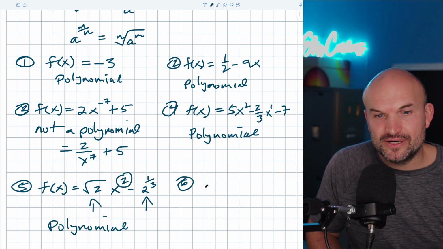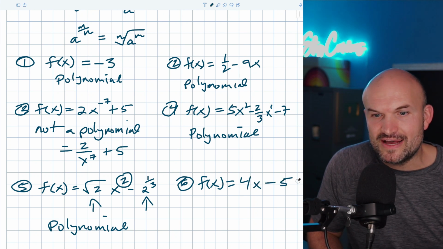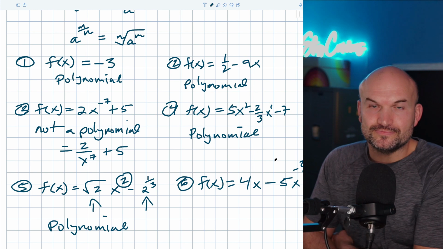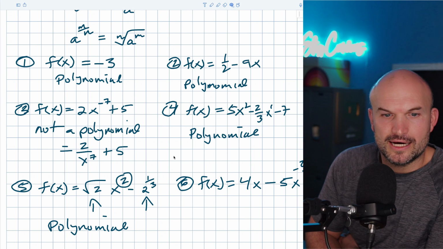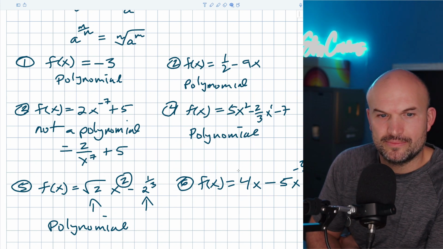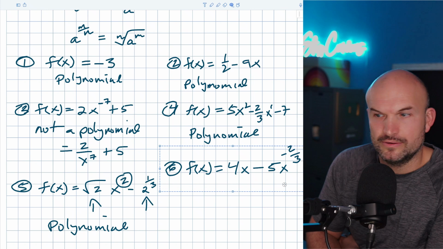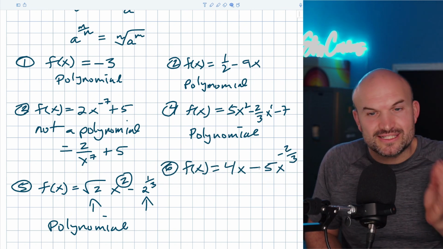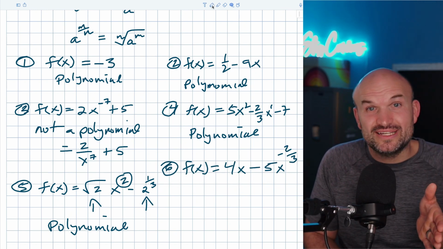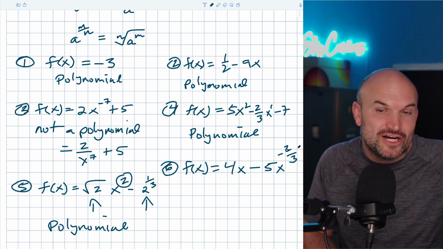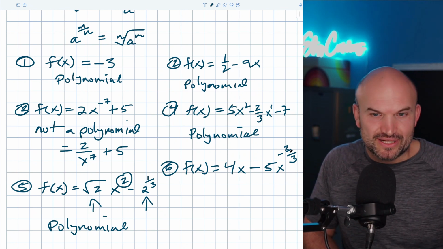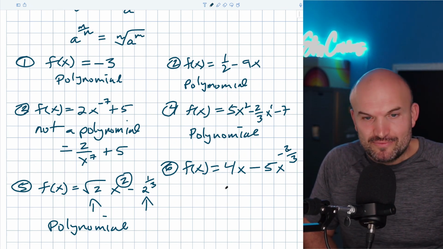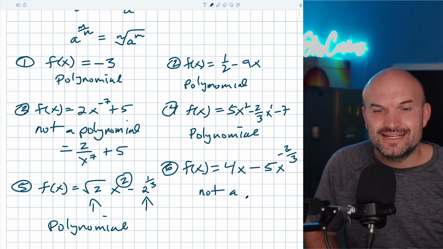And then our last example here is what if I have f(x) = 4x to the negative 5x to the negative 2/3. Okay, ran out of space. So I knew it was going to happen. Let me go do it. There you go. Hopefully you guys recognize in this case that not only is this raised to a fractional power, it's also raised to a negative power. So therefore, this is not a polynomial, in two different ways: one, because it's a fractional power, and two, it's to a negative power.